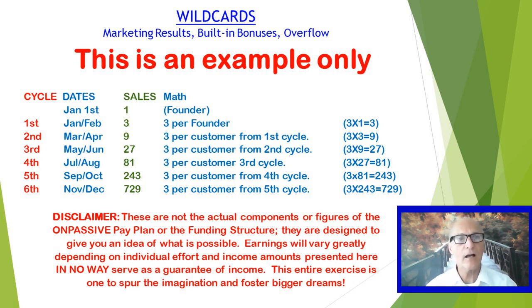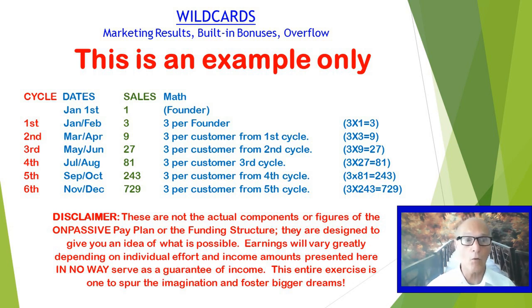This entire exercise that we're about to undergo is just to spur your imagination and get you to dream a little bit bigger, because it's not a big step to imagining your income once you see these numbers, okay? Now, concerning the super campaigns, we've always said that we believe once we go through the official OnPassive launch, they're going to generate a minimum of 3 customers per founder in a 60-day period or cycle.